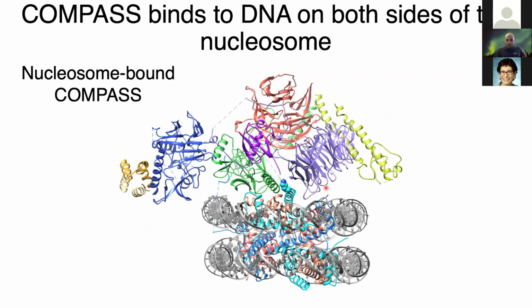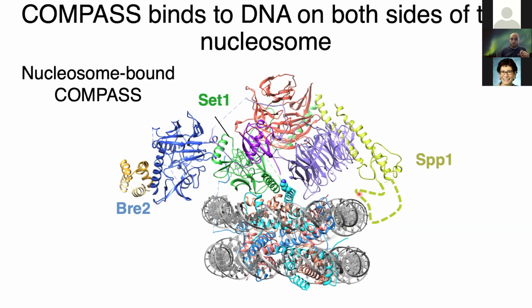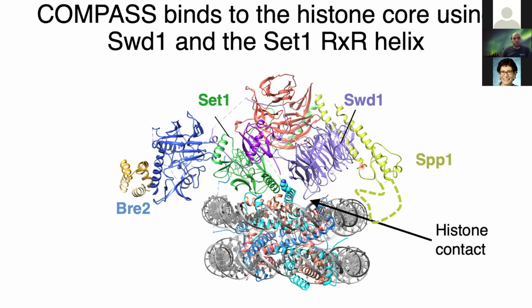And the result of this conformational change is that COMPASS directly interacts with nucleosomal DNA on both sides of the nucleosome. On one side, this DNA is docked into a positively charged channel between this BRE2 subunit and Set1 catalytic domain. And on the other side of the nucleosome, a positively charged but unstructured loop in this SPP1 subunit directly contacts the DNA. And in addition to the contacts with DNA, the conformational change brings this SWD1 subunit directly in contact with the histone core.